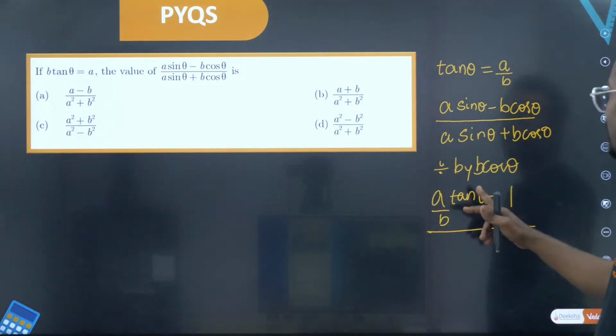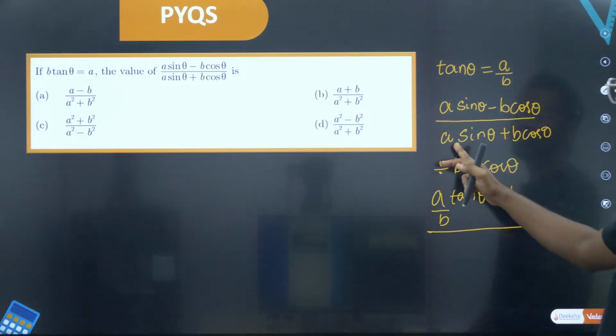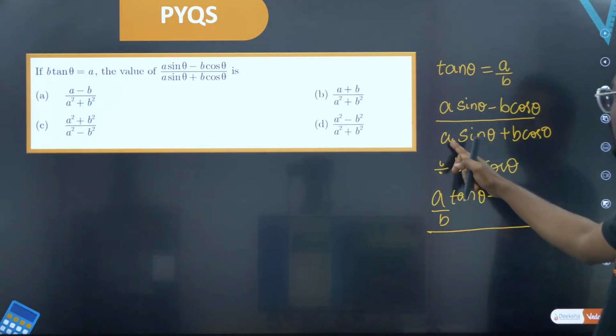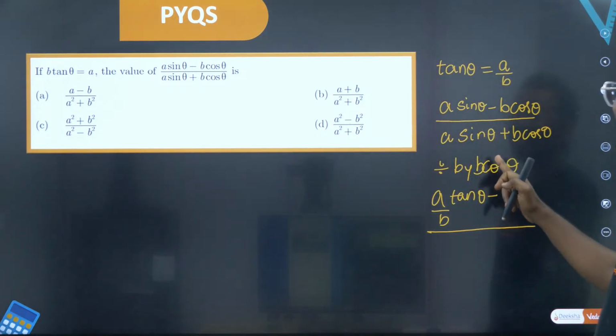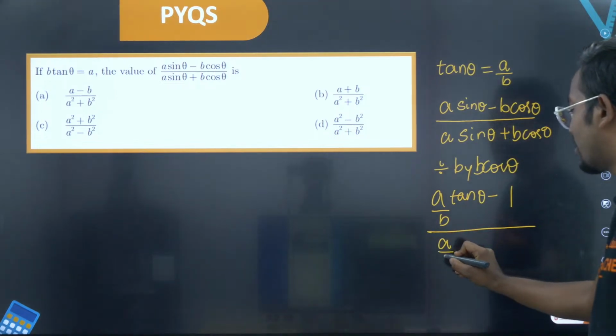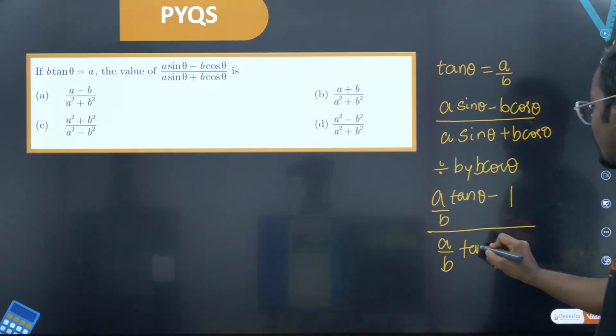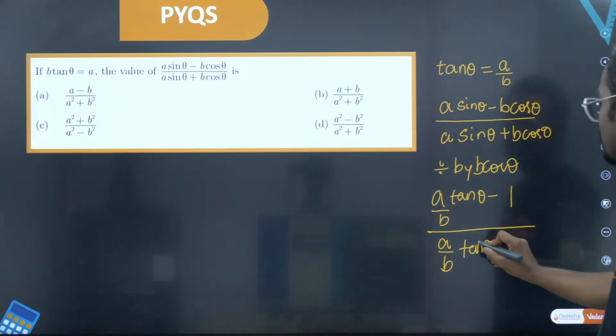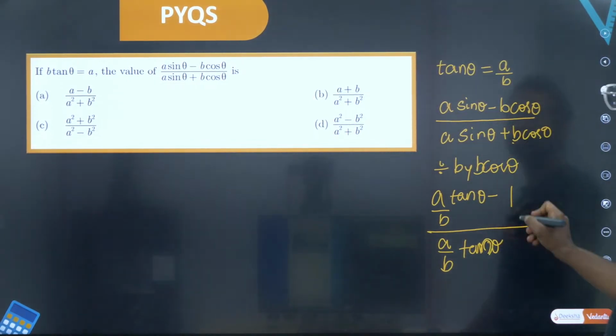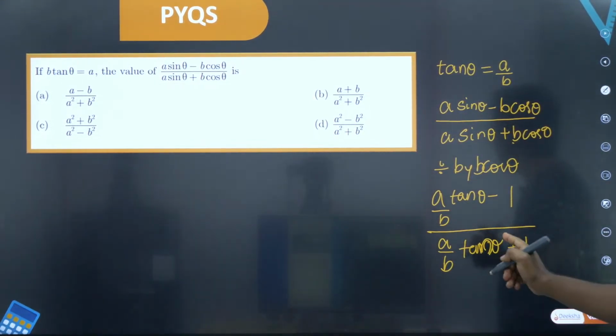So hope this part is clear. Similarly, if you divide by b cos theta, you will have b in the denominator. With that, sin theta by cos theta is again tan theta. You have a by b tan theta. Since you are dividing with b cos theta, this whole thing will vanish to 1. Hope this is clear till here.